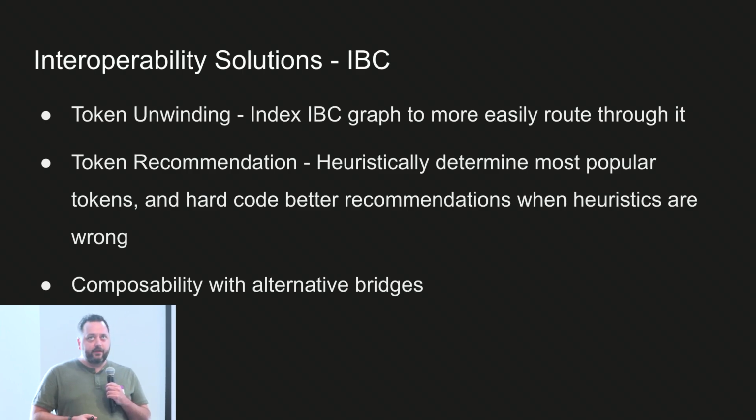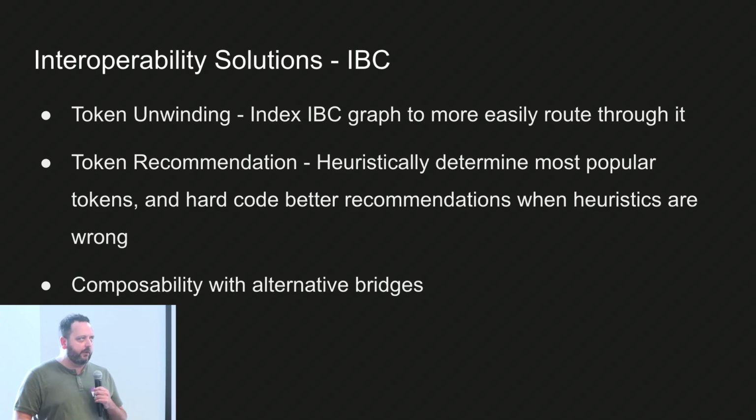If you're on Neutron and you want to send your Atom to Osmosis, for example, you first have to send it to Cosmos Hub and then you can send it to Osmosis. So this graph was our implementation for how to expose that route to the user.